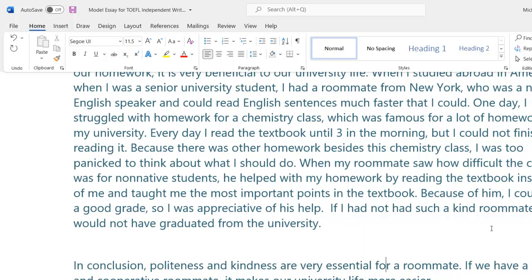Okay, let's take a look at the conclusion. In conclusion, politeness and kindness are essential for a roommate. If we have polite and cooperative roommates, it makes our university life, you have more easier, but I'm just going to say easier here. Because once you say more, that's the comparative function, right? Now if you say easier, easy is an adjective, so two-syllable adjectives typically will take ER, and you put more on the longer adjectives, typically things that have 3 or more syllables, like intelligent.